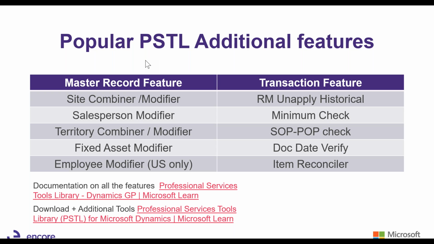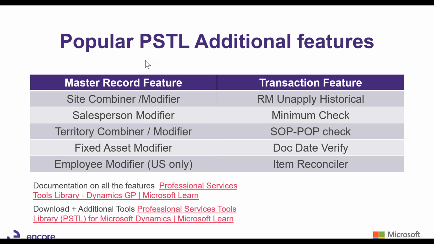Under the transactions, there are some really cool tools inside PISTL that you might be interested in. The biggest one and the most used one is the RM unapply historical. Once you've applied a transaction in receivables and you've moved it to history, there is no way you can bring that document back in order to reapply it correctly. You can go into professional service tools and you can unapply those historical documents.